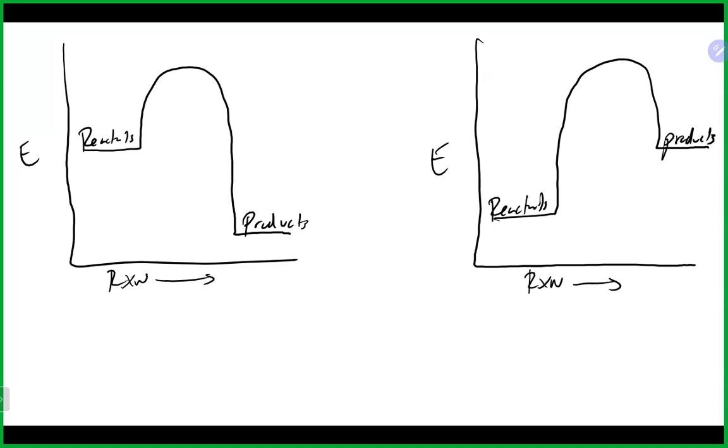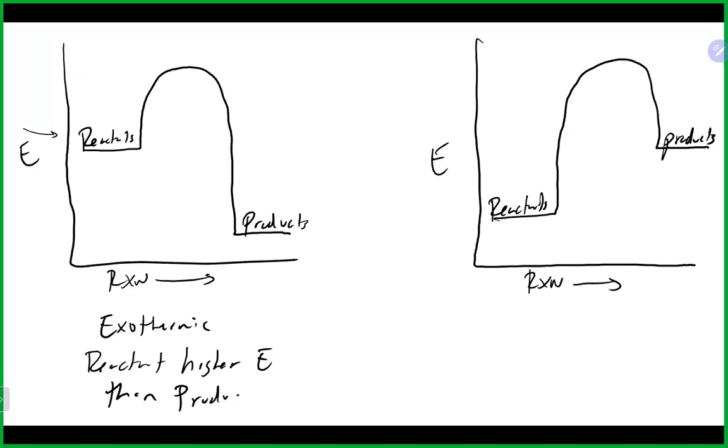So this is an exothermic diagram, and we know it's exothermic because when we look at the energy of our reactants, they are higher in energy than our products. So the only way for us to get down in terms of energy from the reactants to the products is that overall energy has to be given off in this reaction, and that would be exothermic.